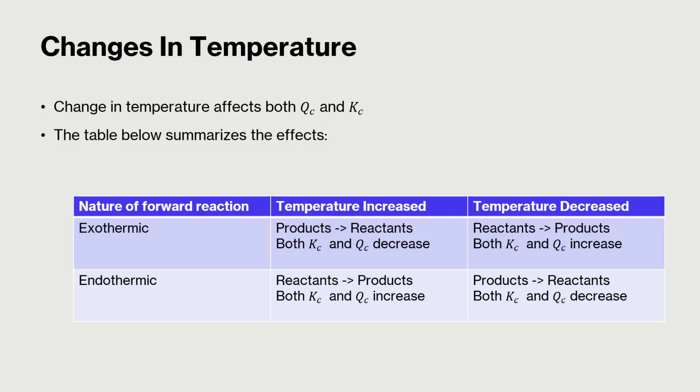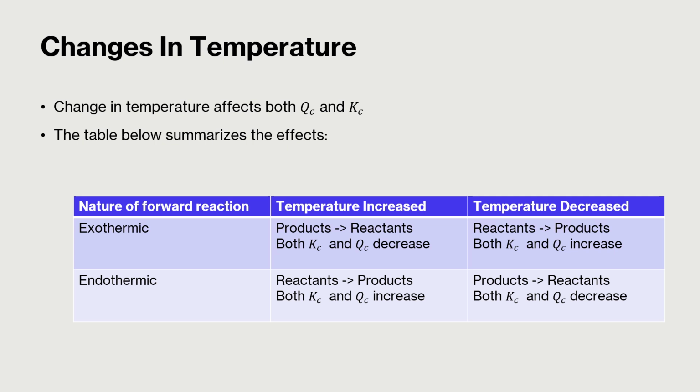So now let's explore the effects of changes in temperature. So unlike concentration, changes in temperature affect both the equilibrium constant and the reaction quotient. The table here summarizes the effects. So if the forward reaction is exothermic and the temperature is increased, then the reverse reaction is favored, as products are turned into reactants and both the reaction quotient and equilibrium constant are decreased.